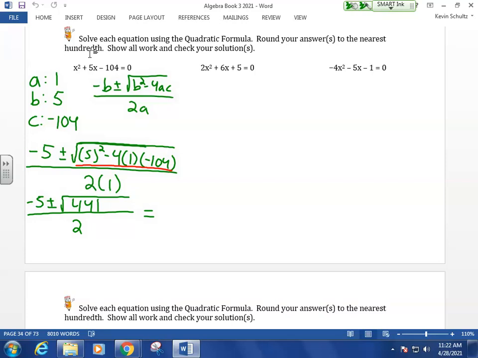Now 441 is a perfect square. It ends up being 21. So let's do that next. We have negative 5 plus or minus 21 divided by 2.